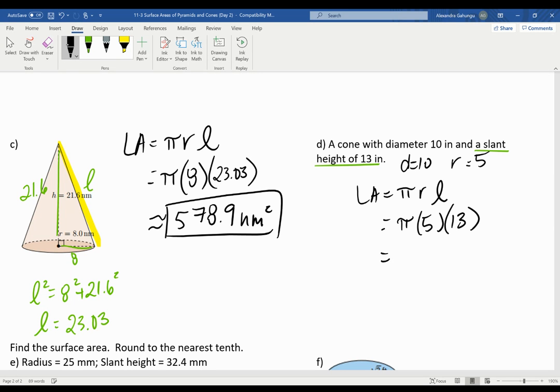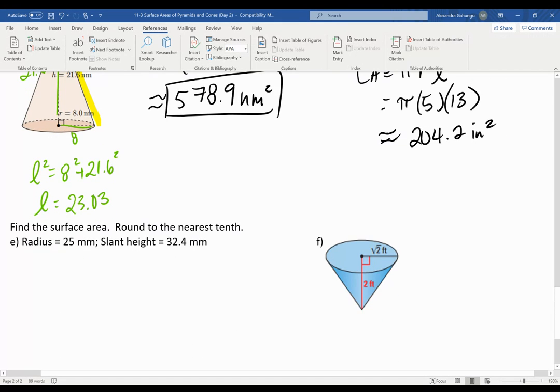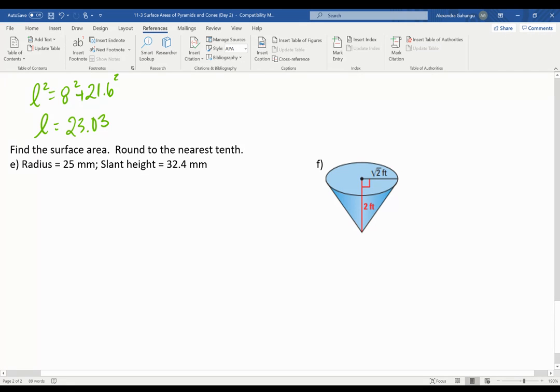And this is still in the section where we round, so we're going to go 13 times 5 pi. And we'll get 204.2 inches squared. The next two are basically the same thing. You're just going to add the area of the base that you're looking for.